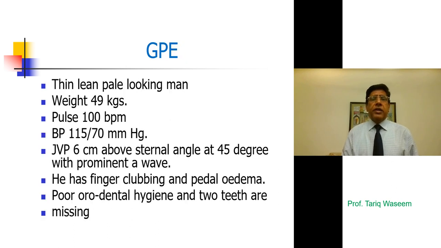On examination, he is a thin, lean, pale-looking man. He weighs around 49 kg, pulse of 100 beats per minute, blood pressure of 115/70. His JVP is raised 6 cm above the sternal angle at an angle of 45 with a prominent A wave. He does have finger clubbing and marked pedal edema. His orodental hygiene is poor, and 2 of his teeth are missing.